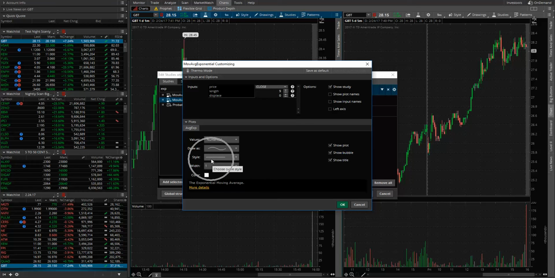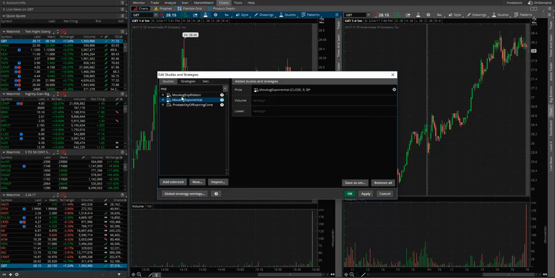You can change the style and all that stuff. You can make it bigger, like the width. You can make it wider or thinner or whatever you want, right? So I leave it that way. I'm going to hit OK. So now my 9 is set. I'm going to add it one more time because I want to add the 20 as well.